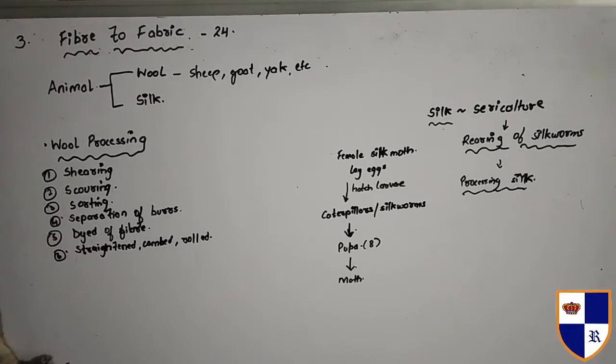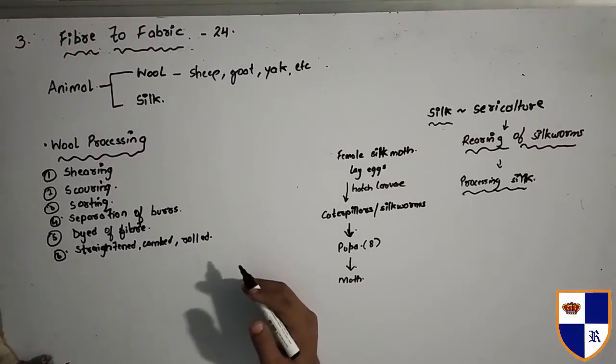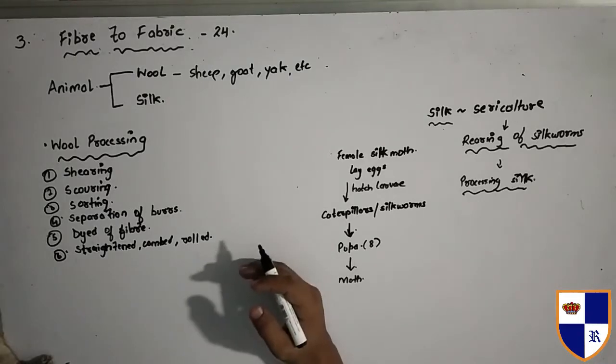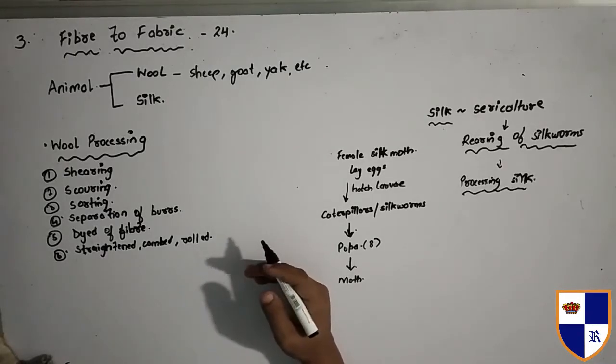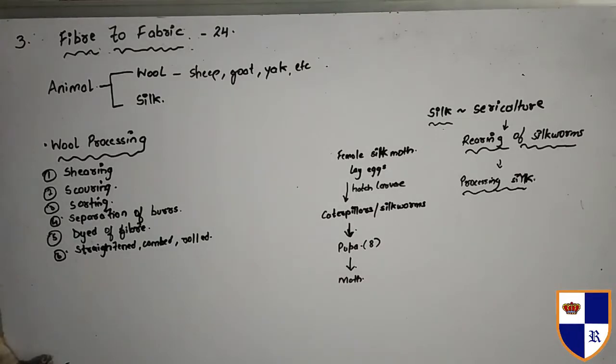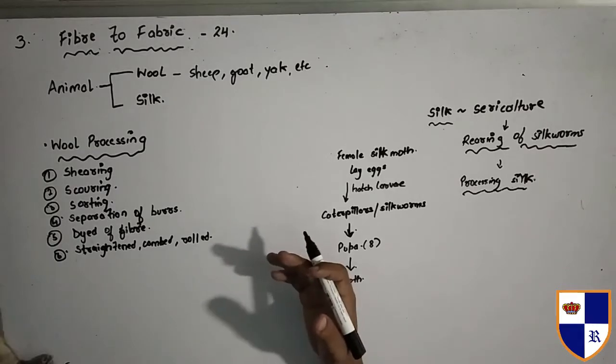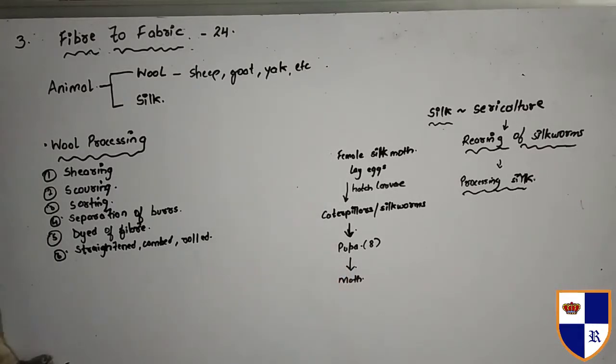You can look at the picture in figure 3.2 here, page 25 of your textbook. All those sheep, goat and yak are covered by hair. But the types of hair will be different. For example, if you touch the hair on your hands or under your armpit, and then touch the hair on your head, they will be different.